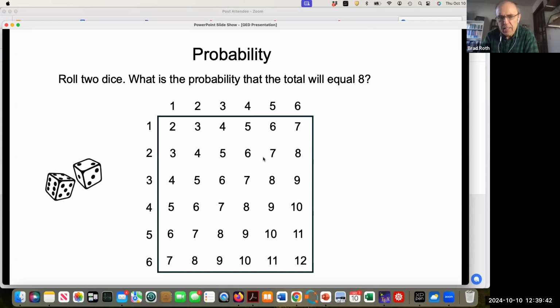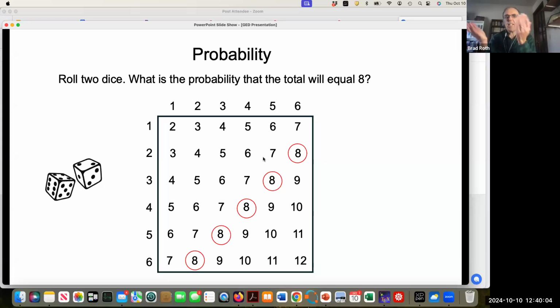Probability. We talked about statistics. You could get a little bit of probability. For instance, roll 2 dice. What's the probability you'll get an 8? Well, you roll 1 dice, and there's 6 possibilities: 1, 2, 3, 4, 5, 6. You roll the second dice, there's 6 possibilities. And you add up the numbers, total number, and there's 5 ways you can get 8.